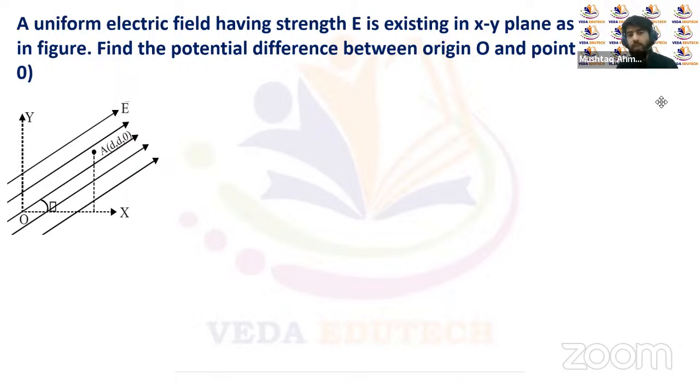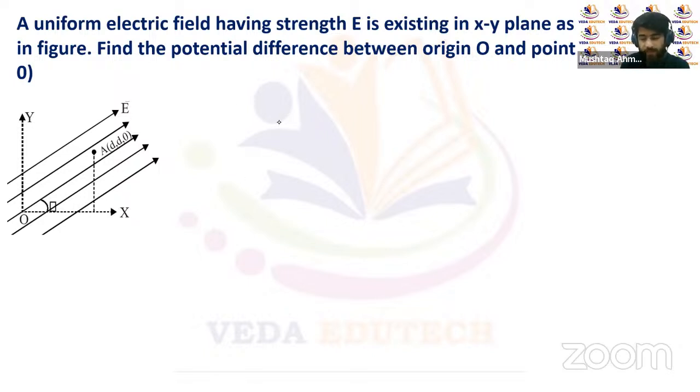We have to find the potential difference between the origin O and point A, whose coordinates are given as (d, d, 0), that is d comma d comma 0. It lies in the XY plane. We have to find the potential difference between these two points, the origin and the point A.